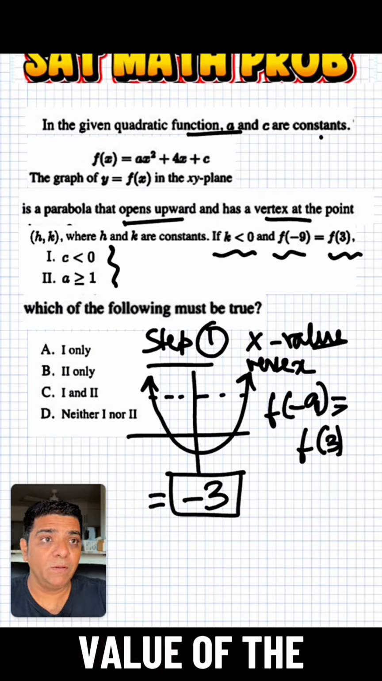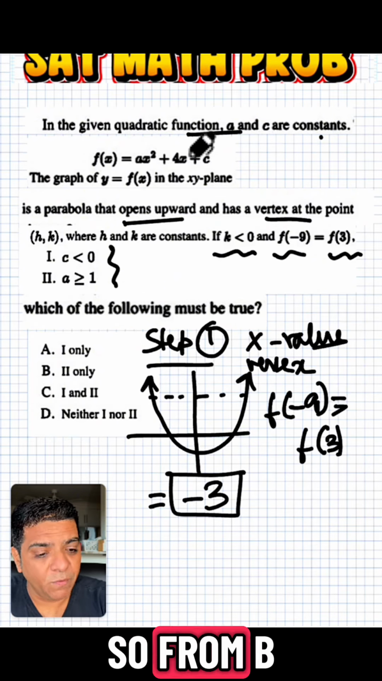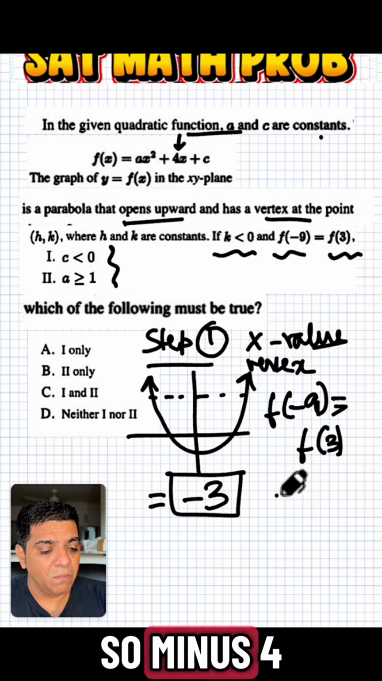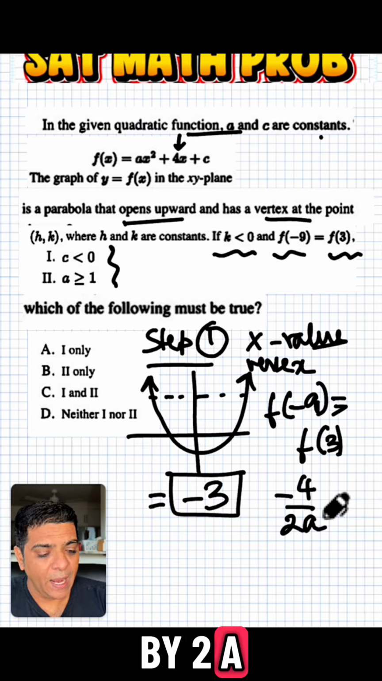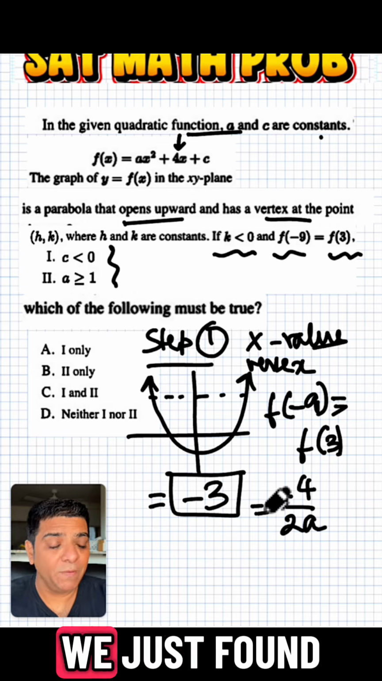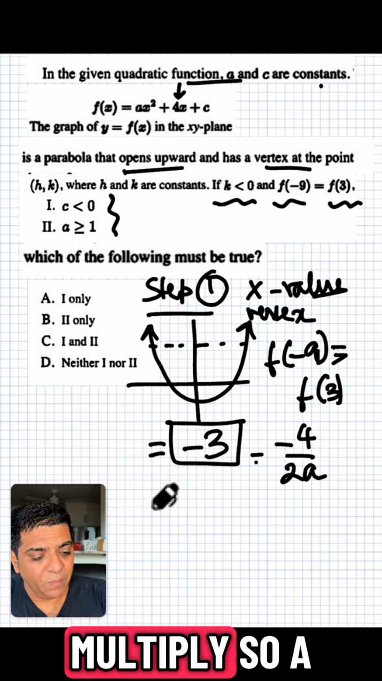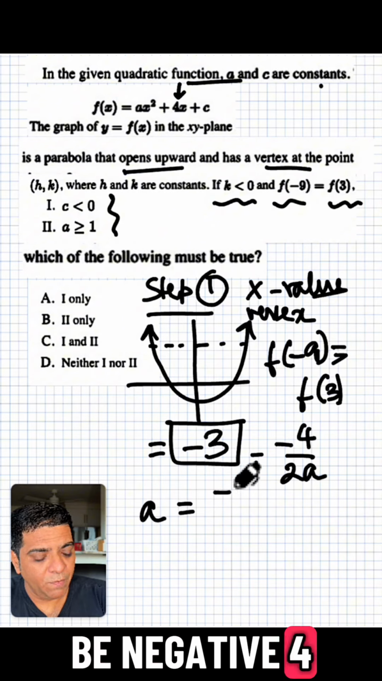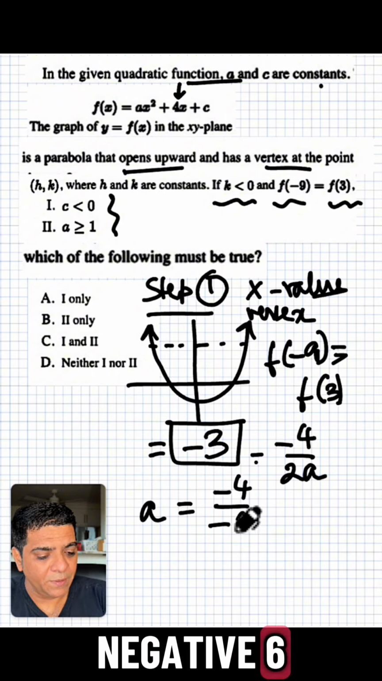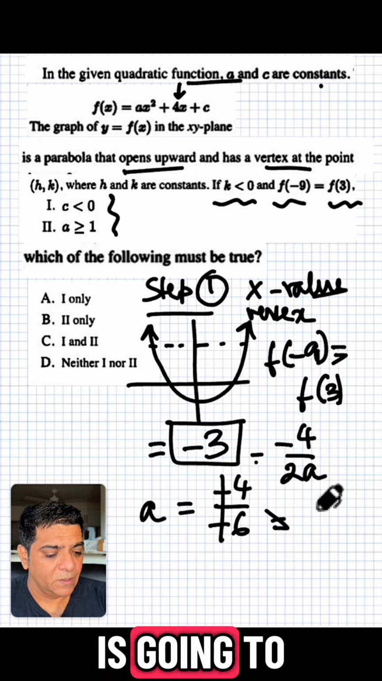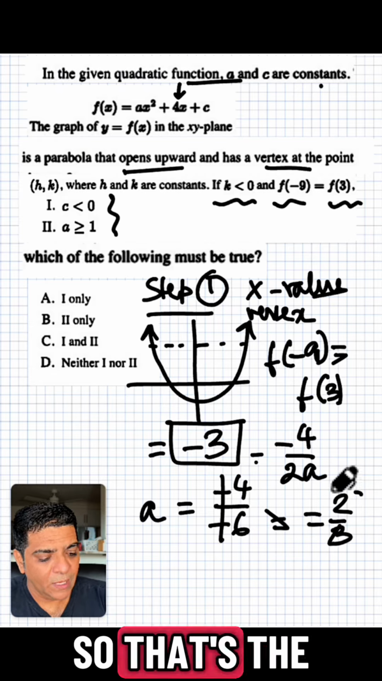Also, the x value of the vertex is -b over 2a. Remember? The b value is 4. So -4 over 2a is equal to -3. We just found the x value of the vertex to be -3. Let's go ahead and solve for a then. Let's cross multiply. So a is going to be -4 divided by -6, and the negatives cancel, so it is equal to 2/3. So that's the a value.